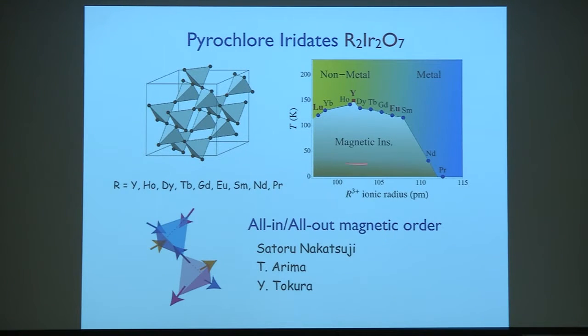And it turns out that this magnetic order is a very special magnetic order. It's called all-in, all-out magnetic order. So in one tetrahedron, all the spins are pointing to the center of the tetrahedron. In the next tetrahedron, they're all pointing out. The interesting thing about this magnetic order is that it doesn't break the point group symmetry of the system. It only breaks time reversal. It doesn't break translation symmetry. And that's going to be important.